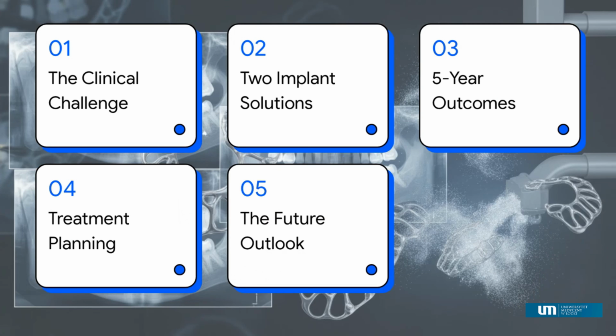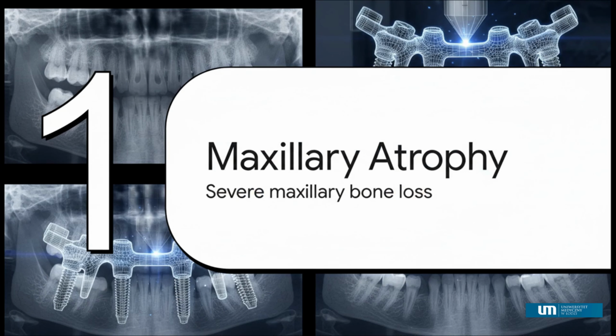So here's our roadmap. We're going to start by defining the clinical problem itself. Then we'll get into the 2 implant solutions under review. After that, we'll compare their 5-year outcomes head-to-head, talk about what goes into patient-specific treatment planning, and finally, we'll wrap up with the future outlook for these technologies. All right, first things first.